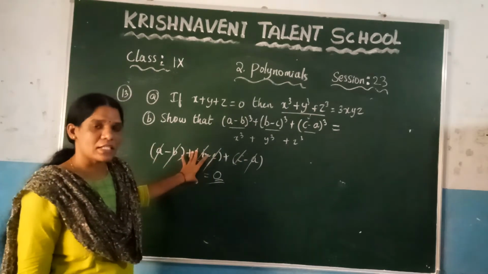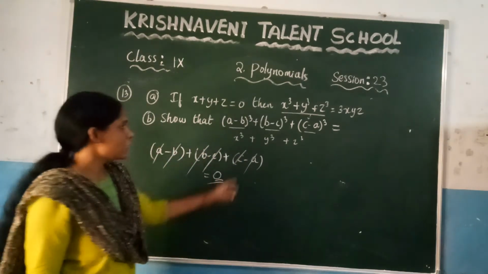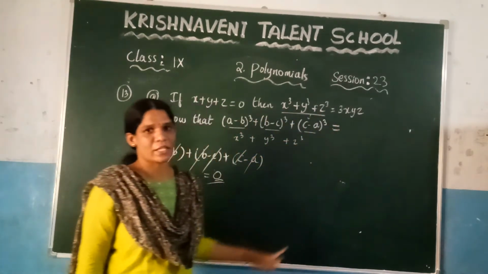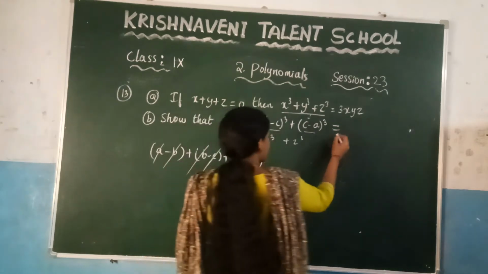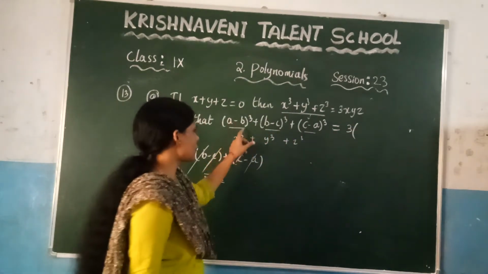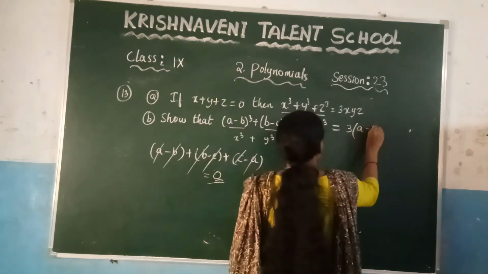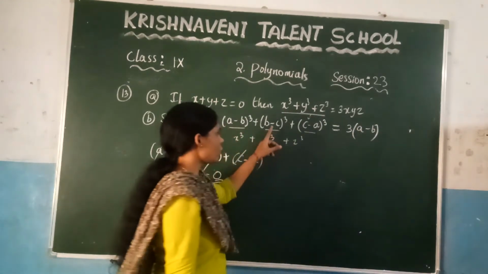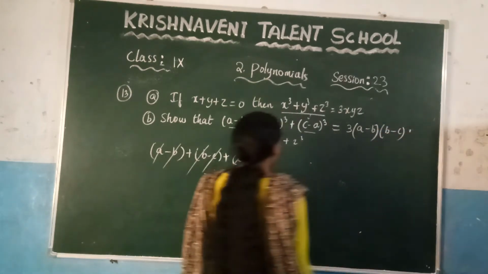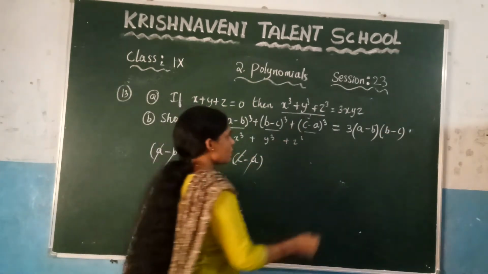If this condition is satisfied, directly you can write the value of x cube plus y cube plus z cube is equal to 3xyz. So this one you can write as 3 into, what is the value of x, which is nothing but a minus b, and what is the value of y, which is b minus c, and what is the value of z, which is c minus a.